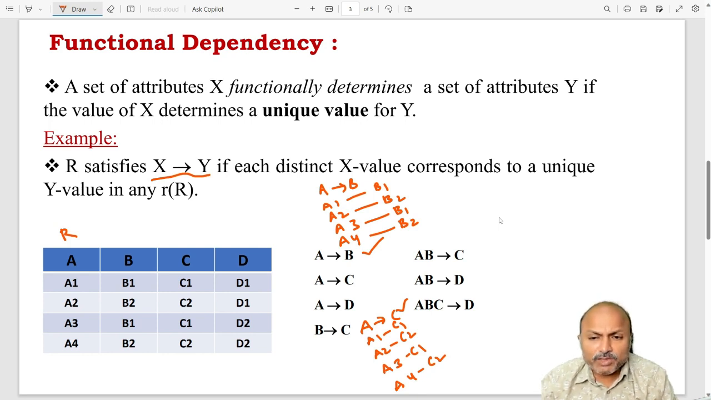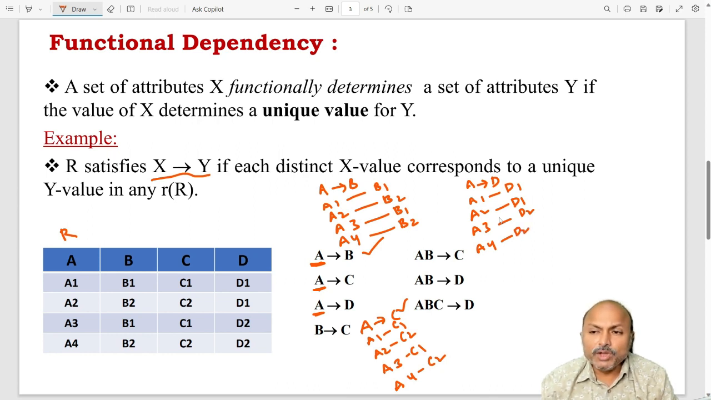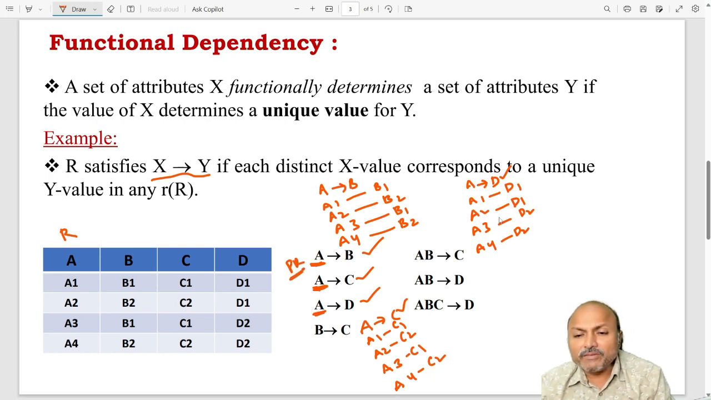Whenever the left side is a primary key with unique values, then suppose A arrow D, for example. We will see A arrow D, then we will finalize. A1, A2, A3, A4. Tell me the values: for A1, D1; for A2, D1, only one value. For A3, D2, only one value. For A4, D2, only one value for each left side attribute. So A arrow D also holds. Whenever the left side has unique values, or is a primary key, then primary key arrow anything definitely holds functional dependency.